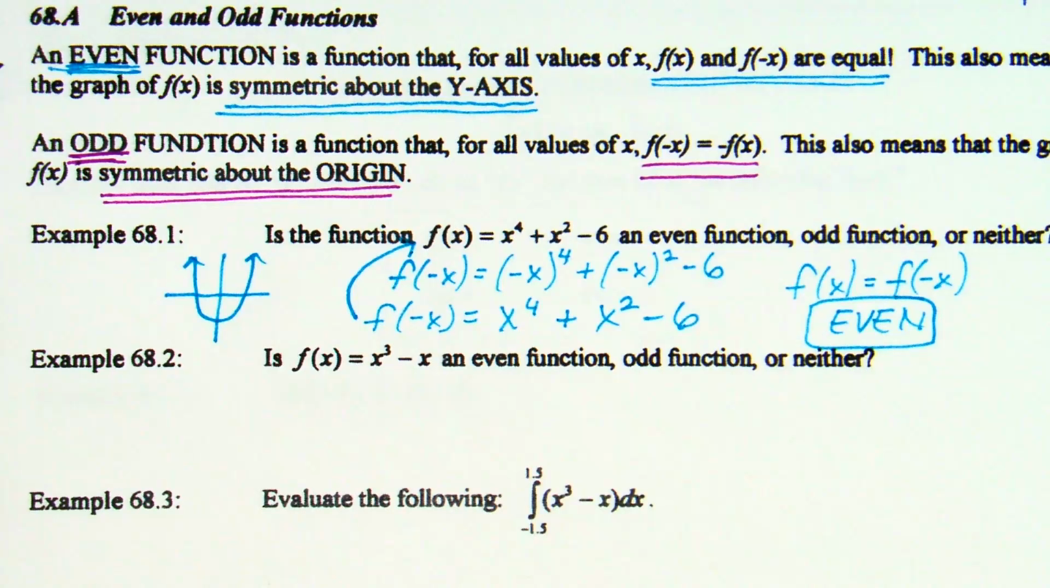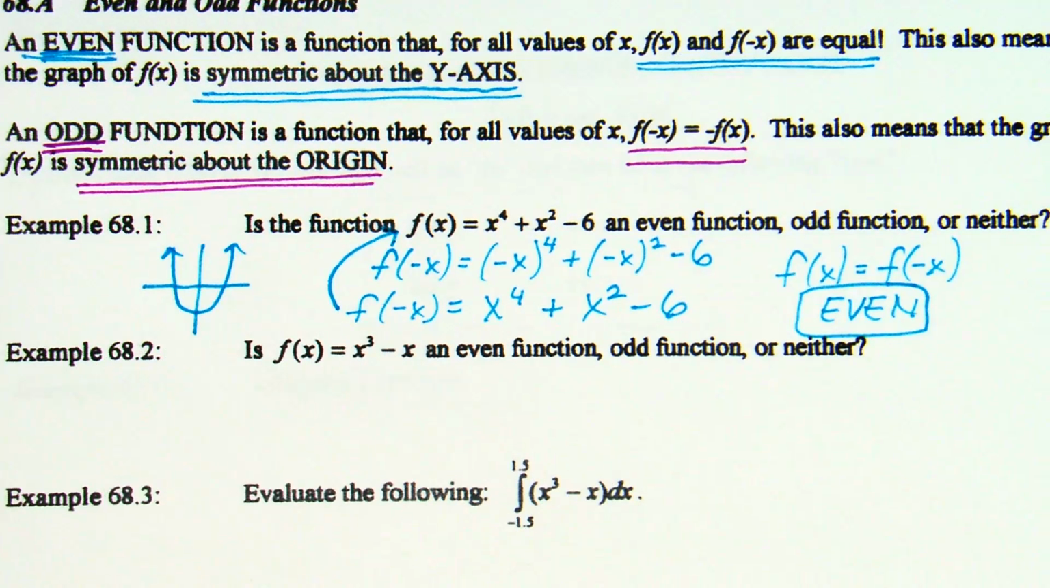Okay. Example 2 is f of x equals x to the third minus x. Is it an even function, odd function, or neither?